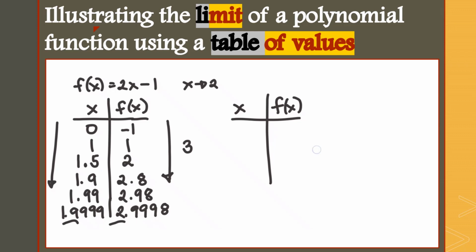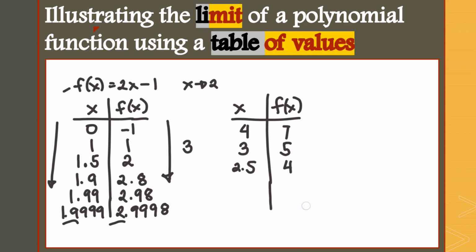Let's try to use 4. If we have 4, 2 times 4 is 8, minus 1, that's 7. Let's use another integer, let's say 3. 2 times 3 is 6, minus 1, I have 5. Take note that we are using the values of x for our given function here. Of course, we're getting closer to 2, but we will not be touching 2. So let's try 2.5. 2.5 times 2 is 5, minus 1, you have 4.